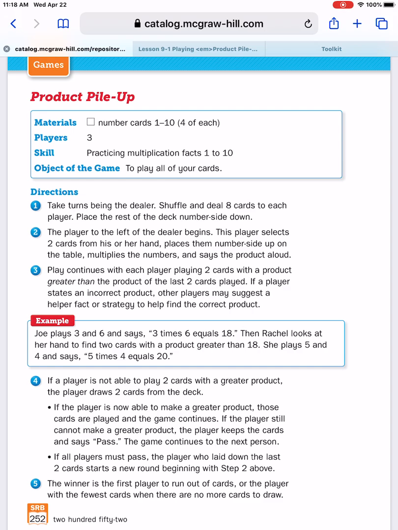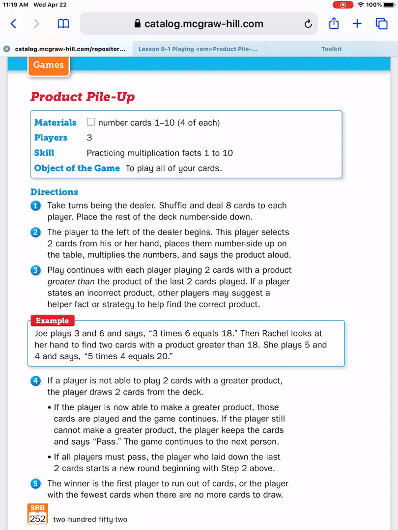It says you need 3 players. If you have 2 more people at home who you can play with, that's great. You can play with 3 players. If you just have yourself and somebody else, I'm going to show you how you can play with just 2 players. And we're going to do this game to practice our math facts 1 through 10.